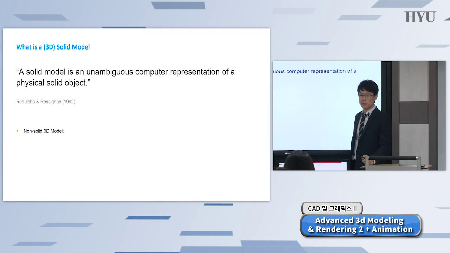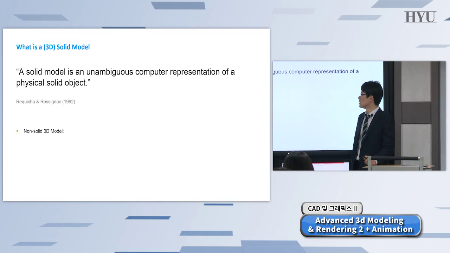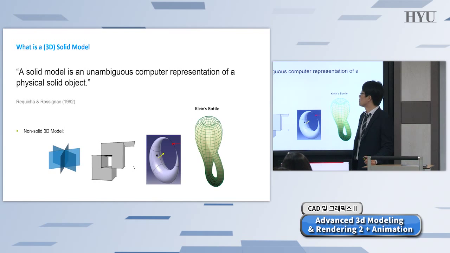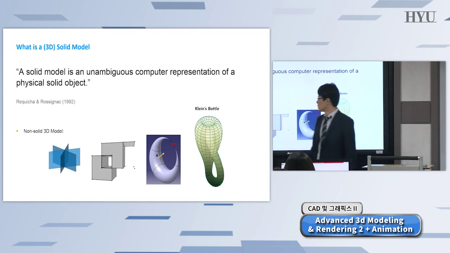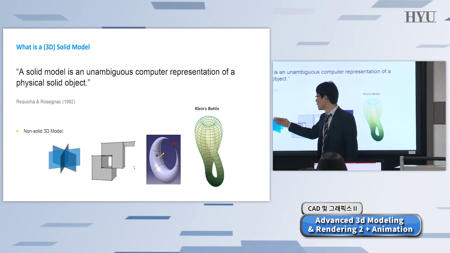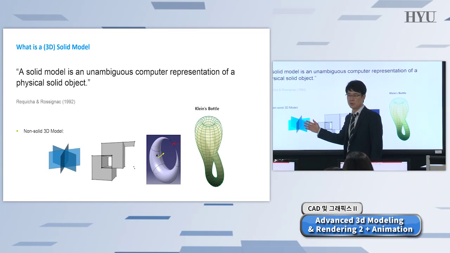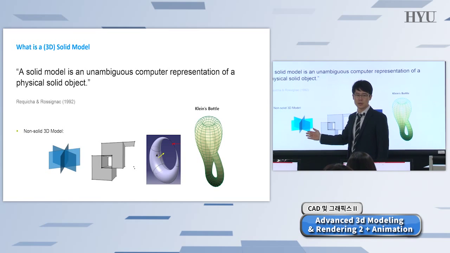This page simply shows you the definition of a solid model: an unambiguous computer representation of a physical object. This one is, of course, 3D, but they are all planes, zero thickness planes.